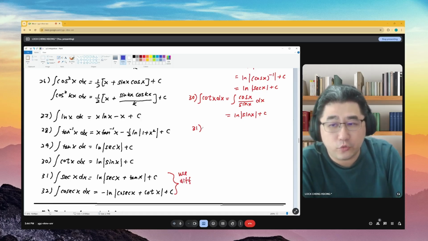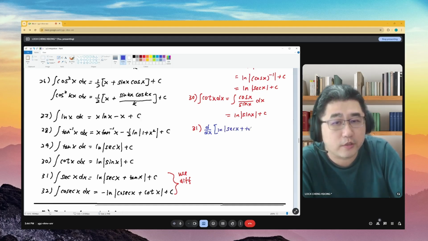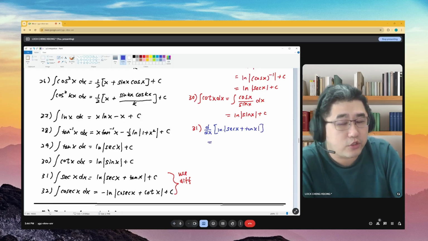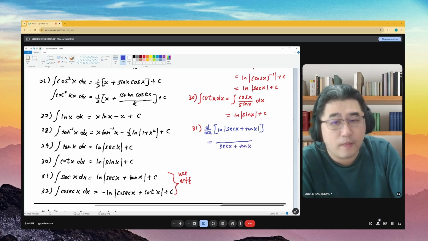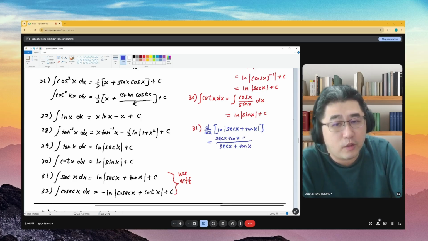So for 31, let's say I take d/dx of ln modulus of secant x plus tangent x. So this is ln. Differentiation says, differentiate the inside and put it above the fraction, then whatever you have inside, write it below. Let's see what we get. Differentiate of secant gives us secant x tangent x. Then differentiate of tangent gives us secant square x.